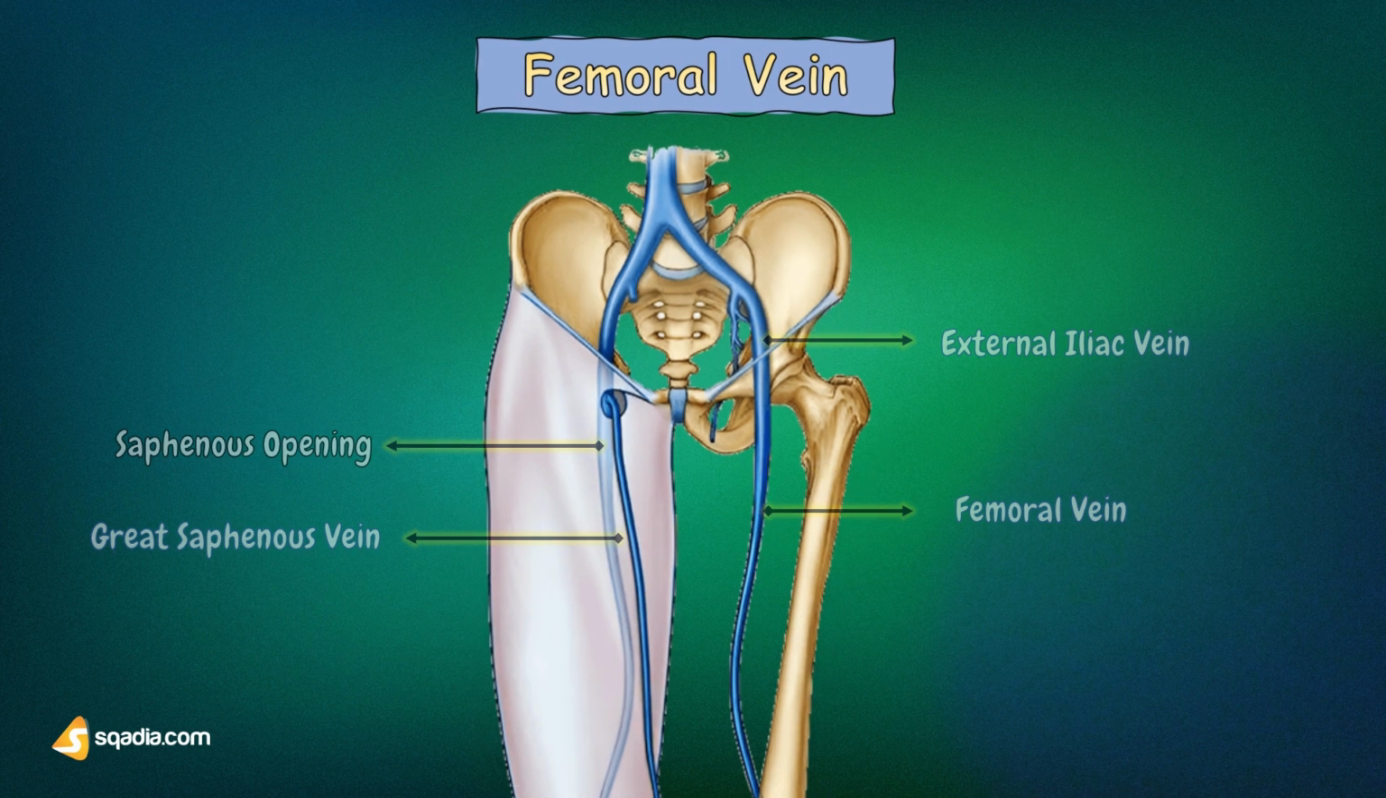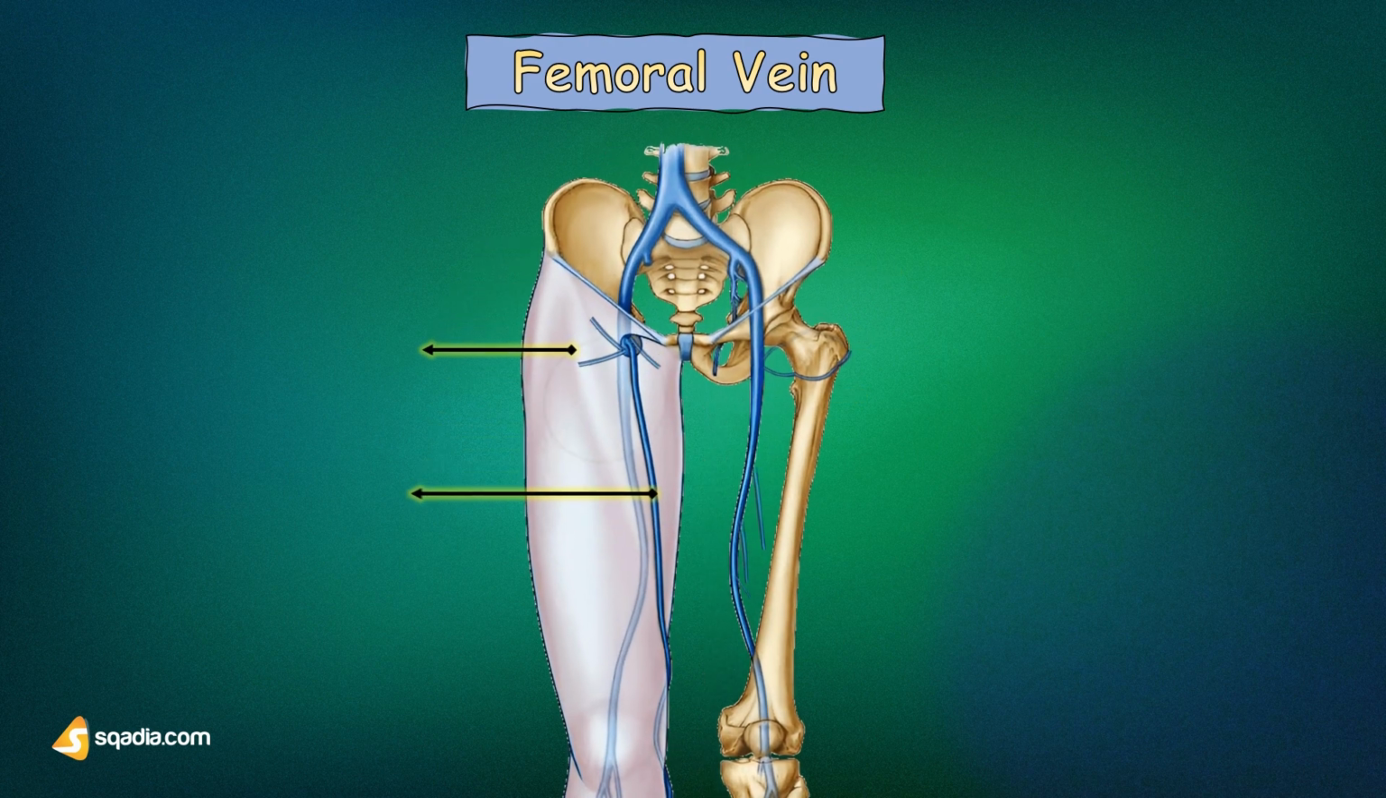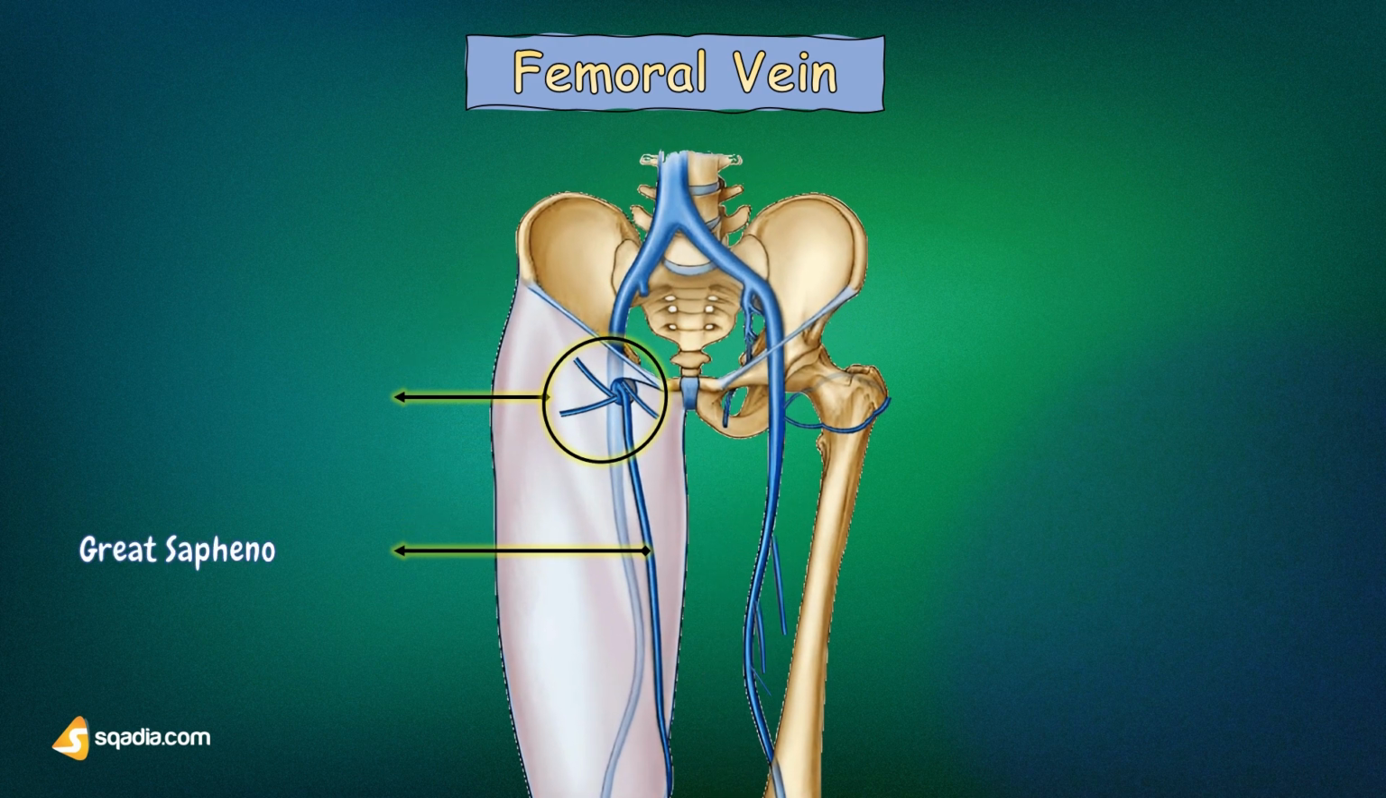Just like how the femoral artery gives off many branches that we discussed earlier, the femoral vein receives many tributaries, meaning that many small veins drain into the femoral vein. Tributaries the femoral vein receives are the great saphenous vein. It is a major superficial vein in the region of the thigh.